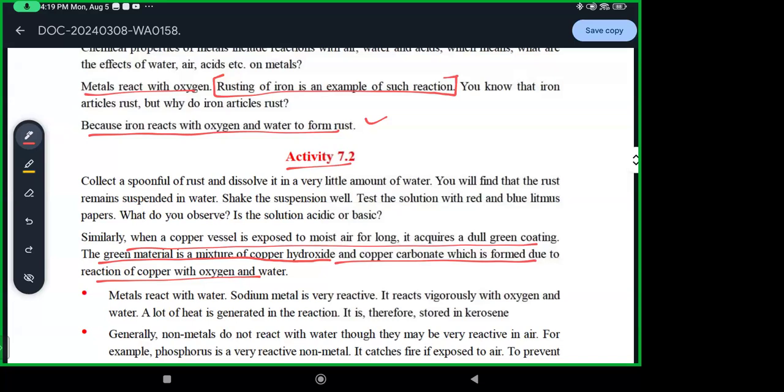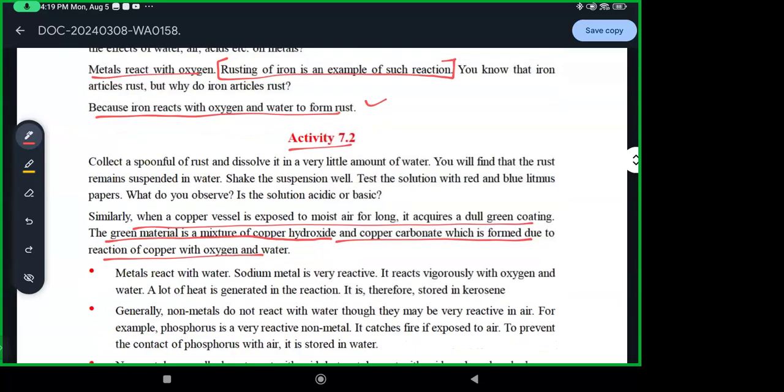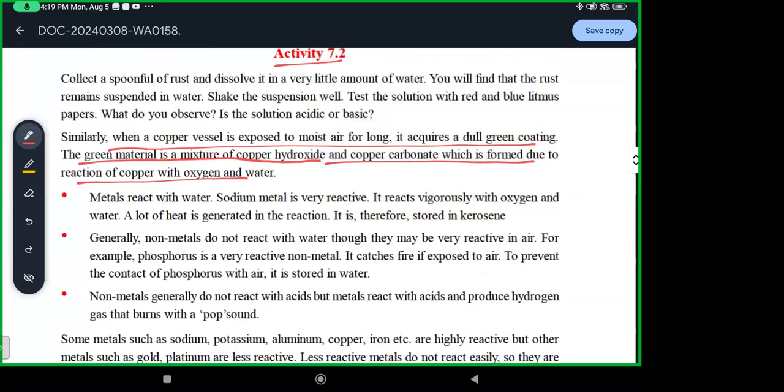So, anyways, now metals react with water. This is what Simeon talked about. Sodium metal is very reactive. It reacts vigorously with oxygen and water, and a lot of heat is generated in that reaction.